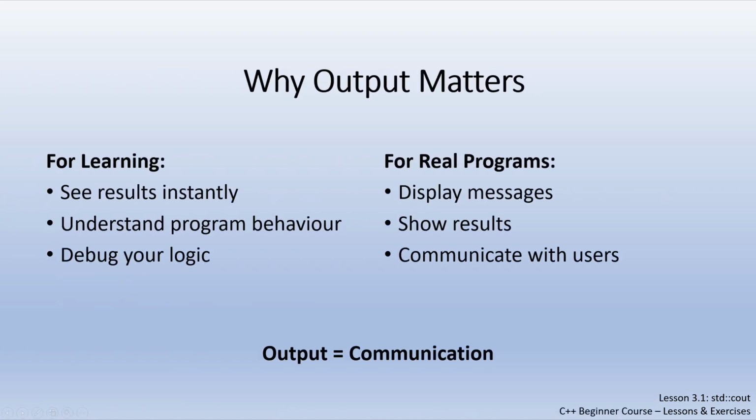Output matters because it's how your program communicates with you. When you're learning, seeing the results of your code helps you understand what's happening. In real programs, output is how you display messages, results, and information to the user. Without output, your program would run silently with no visible feedback.